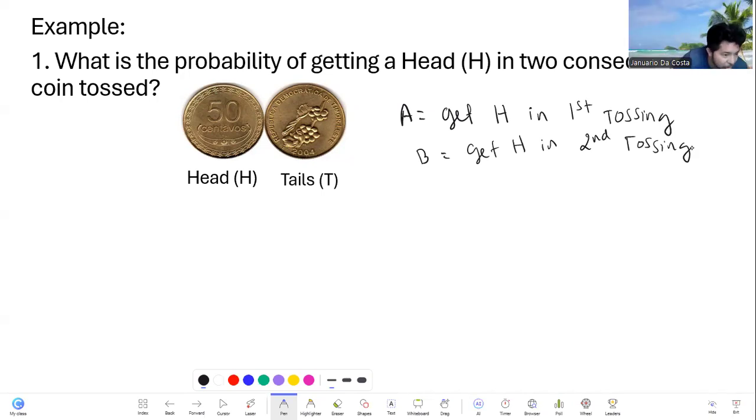So basically, the first time you throw this coin, even if you get head or tail, let's say the first time you throw it, you get a head, for example. And then you throw the second time. Does the first one have an effect on the second one? Yes or no? No, it doesn't, because the coin is just the same. You repeat the experiment, but the event A that occurs does not affect the second event.